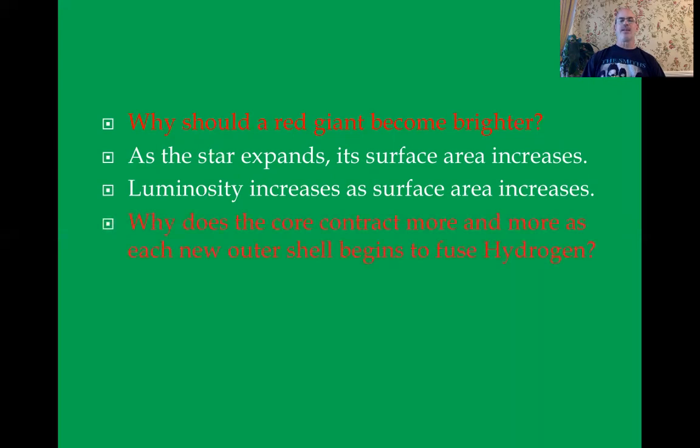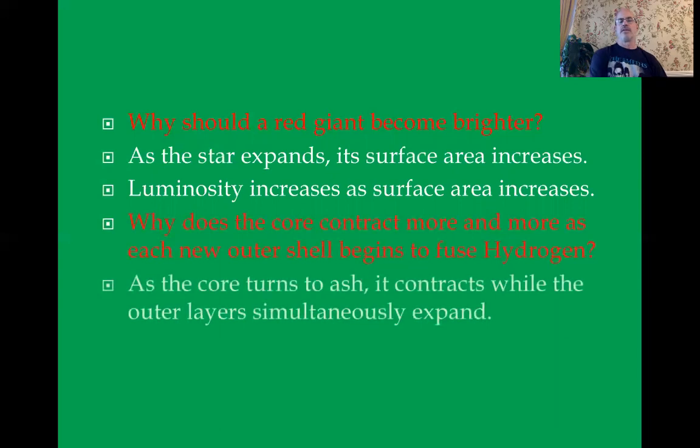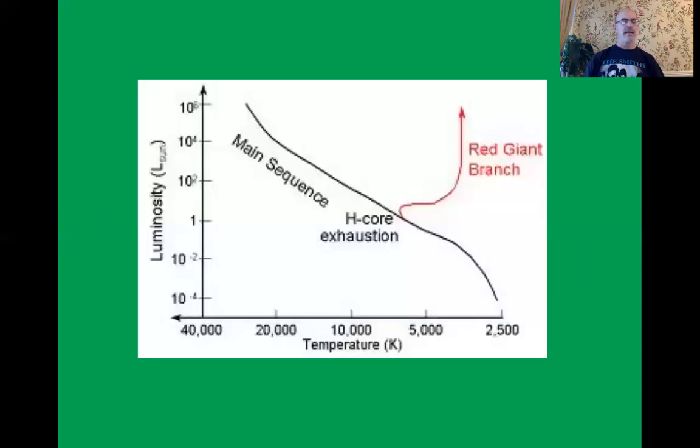Okay. Why does the core contract more and more as each new outer shell begins to fuse hydrogen? So basically, as the core turns to ash, it contracts while the outer layers simultaneously expand. Okay, so each layer that fuses hydrogen makes the core even heavier and causes it to contract even more. And you can see here again on an HR diagram what's happening with the star as it moves off the main sequence into the red giant phase.